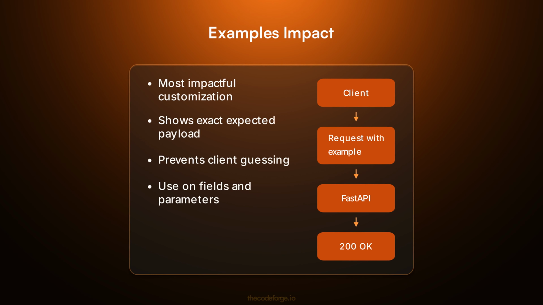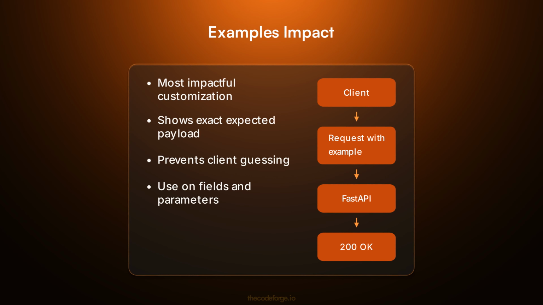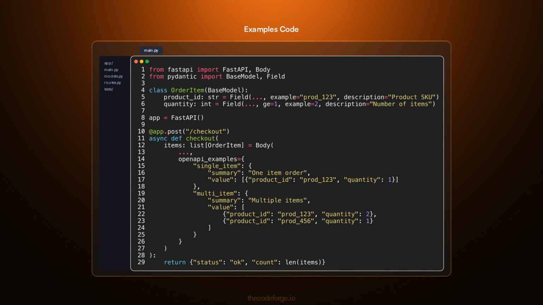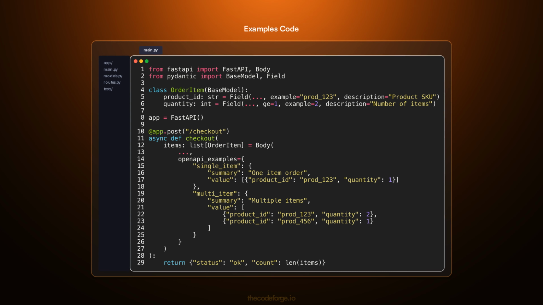Examples are the single most impactful customization you can make. They show client developers exactly what your API expects, preventing guesswork and integration issues. Here we define a model with field-level examples and a request body with multiple examples using OpenAPI examples. Swagger UI will show a drop-down with these examples.